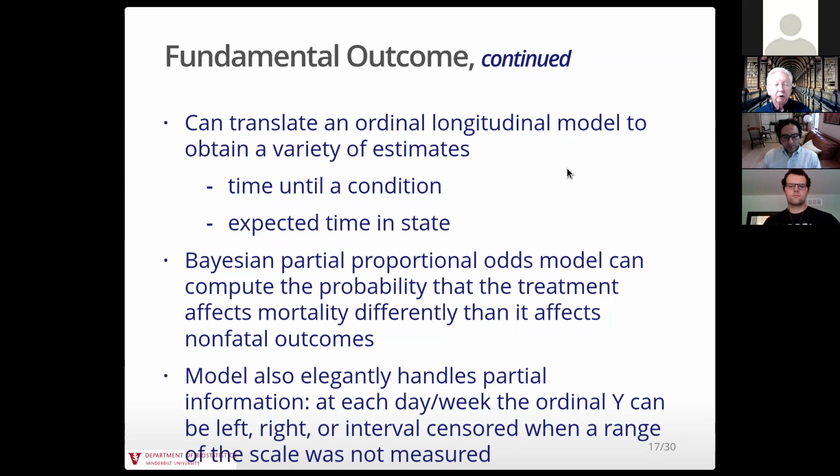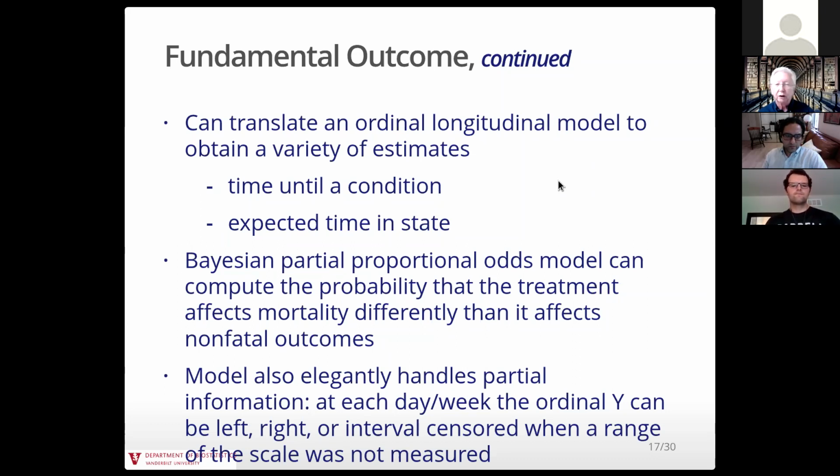And it also very elegantly handles partial information. So in each day or week, you can have censoring of your scale. So there might be ranges of the scale that you don't assess every week, and that might create interval censoring. So instead of having missing data, you no longer have missing data the way we usually have to handle it in a messy way.